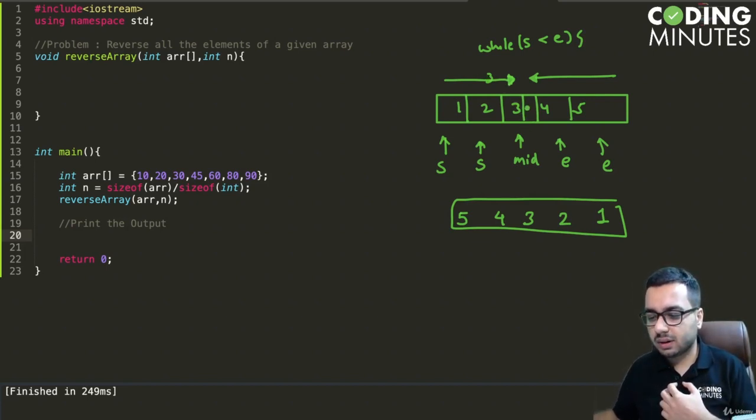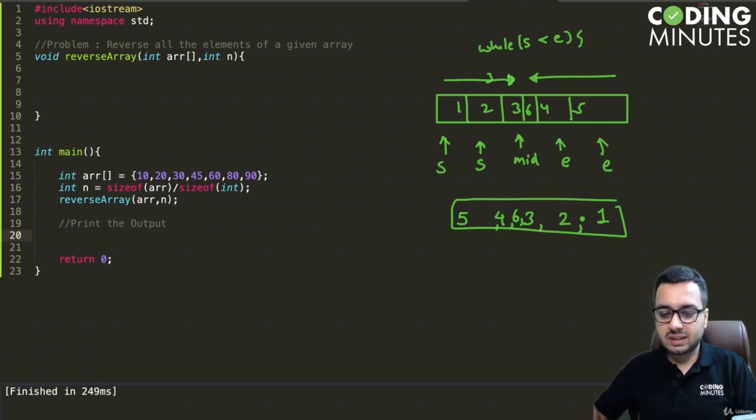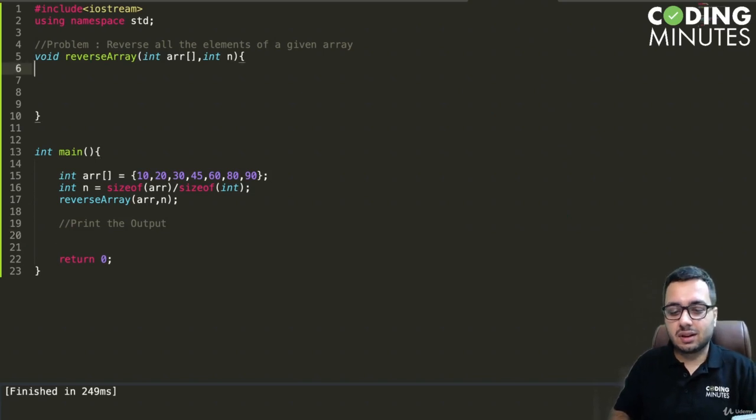Maybe you have a 6 here. In that case 3 and 6 will also get swapped, so you will get 6 and 3 here. That means this algorithm is going to work. Now let's see how we can implement this algorithm.